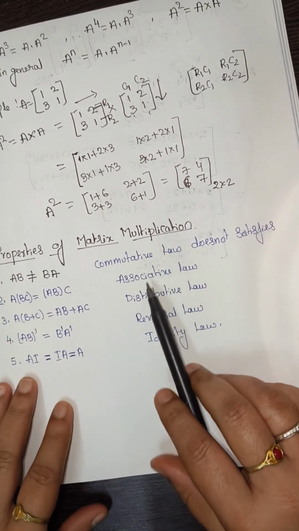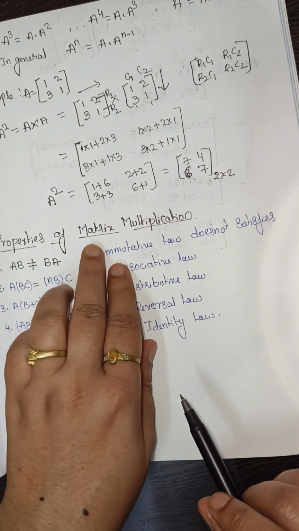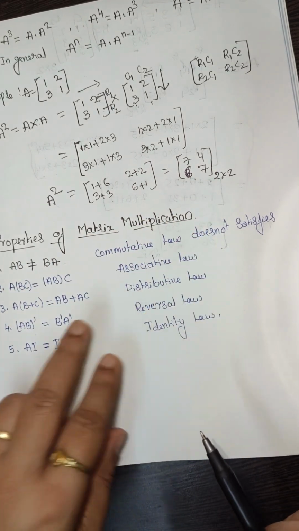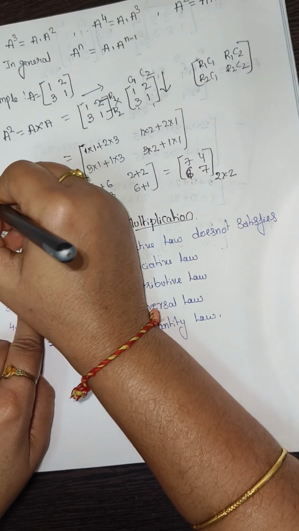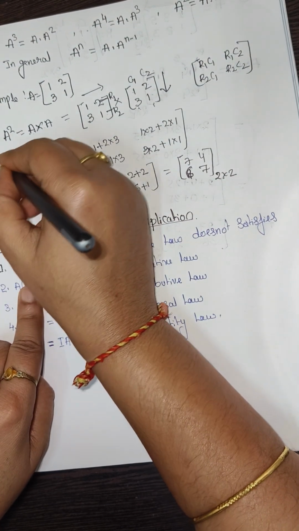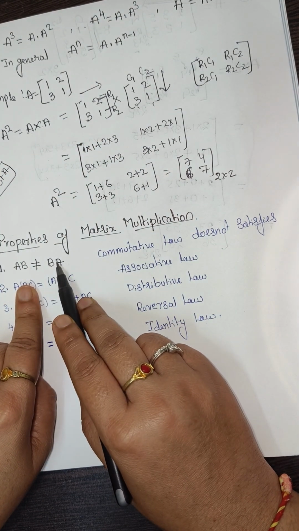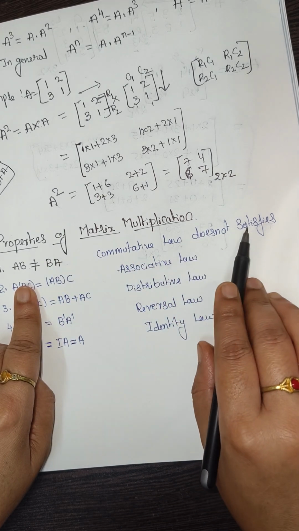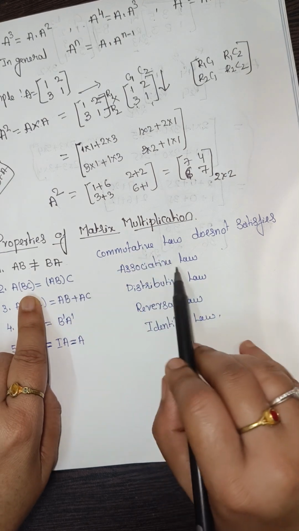Next is properties of the matrices. In the properties of matrices, we saw addition before. Now we will see the properties of matrices in multiplication. In addition, A plus B equals B plus A. Commutative property holds good in addition. But in matrices, A into B is not equal to B into A. Remember this. So the commutative law is not satisfied in matrix multiplication. But the associative law holds good.